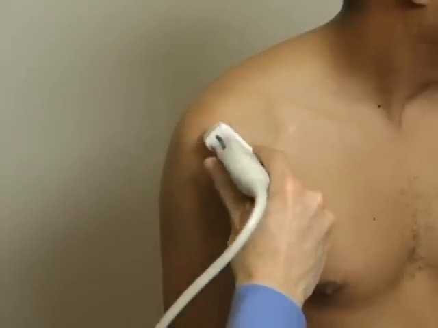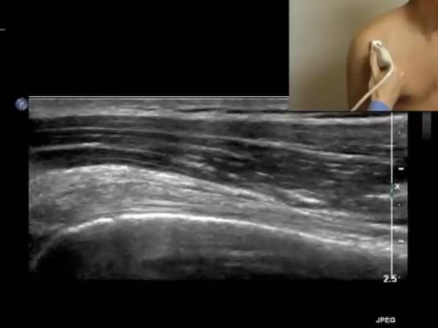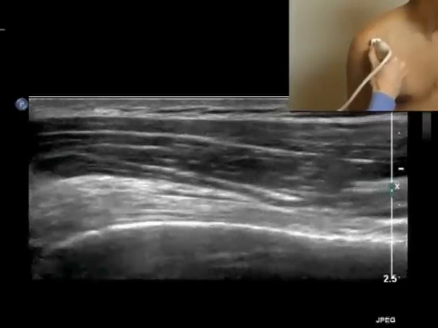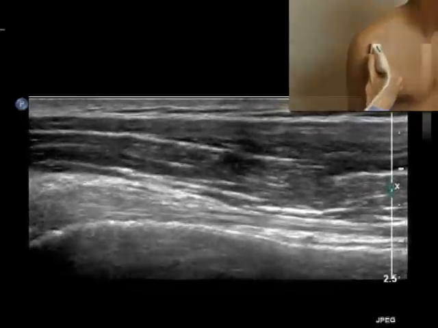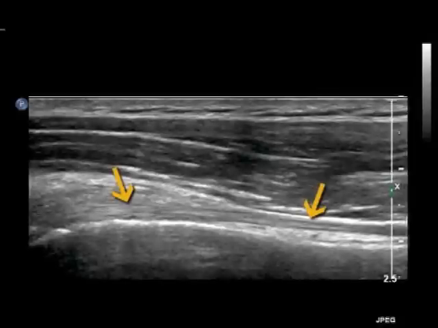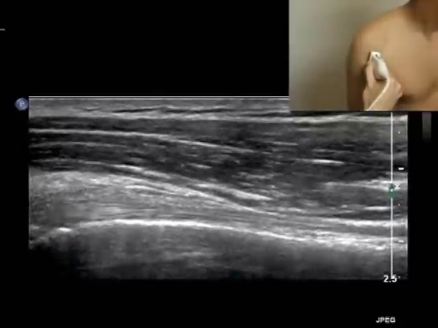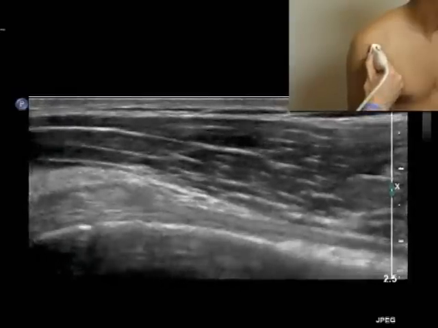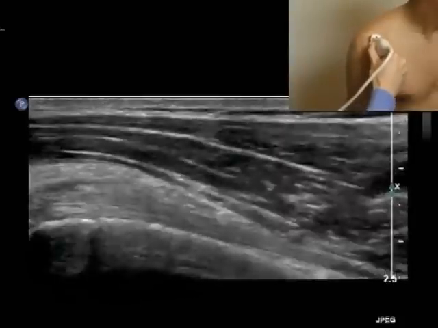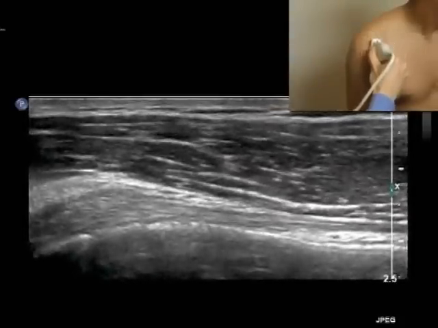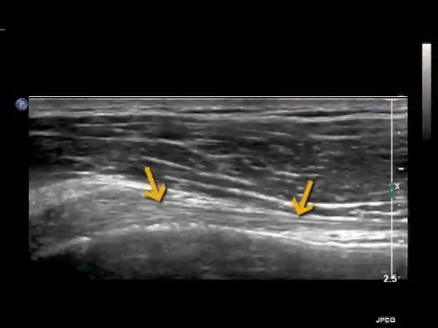Next, the transducer is rotated 90 degrees to visualize the long head of the biceps brachii tendon in long axis, with the normal tendon appearing hyperechoic and fibrillar. Note that the tendon should be imaged perpendicular to the sound beam to eliminate anisotropy. This is accomplished by angling the transducer along the long axis of the tendon, which aims the sound beam toward the head. Note the position of the biceps brachii tendon parallel with the skin surface.